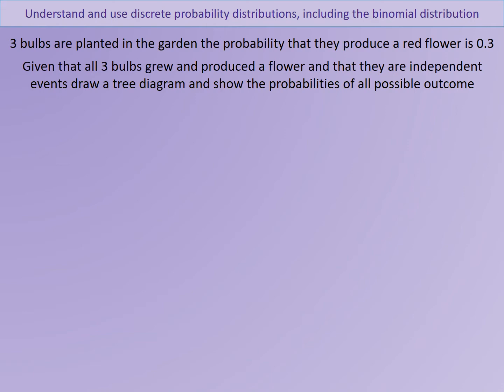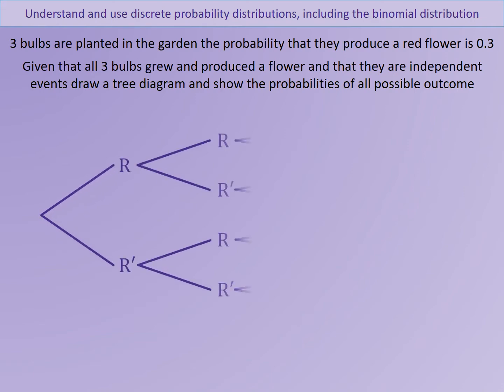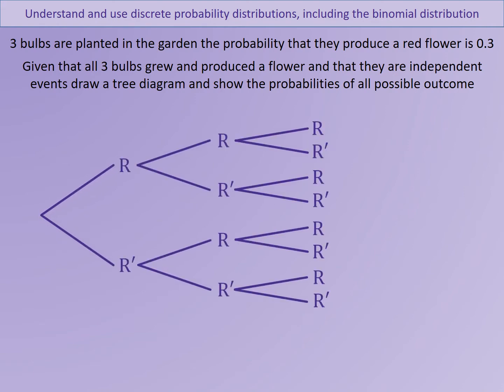Given that all 3 bulbs grew and produced a flower, and that they are independent events, let's draw a tree diagram to show the probabilities for all of the different possible outcomes. So the idea here is that we are either having a red flower or not a red flower, so that is the red prime or red dash. And we have 3 bulbs, so we've got 3 sets of branches along this tree diagram. The probability of a red flower is 0.3, therefore not red must be 0.7, so we can pop the probabilities on each of the branches.